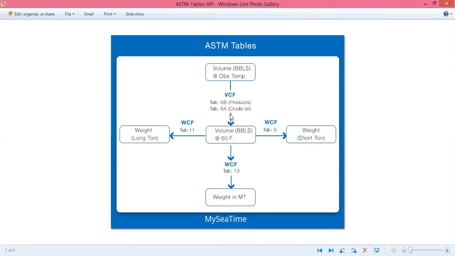You will get the VCF, and after multiplying your observed volume by VCF, you will get a standard volume. Once you get the standard volume, you use the weight correction factor from ASTM table 13, and you will get weight in metric tons. If you need weight in short tons, you use ASTM table 9, from where you get the weight correction factor. If you need long tons, you use ASTM table 11, and from there you get the weight correction factor. So this standard volume you can change to weight in metric tons, short tons, or long tons as you require. This is how you calculate your quantity of cargo.